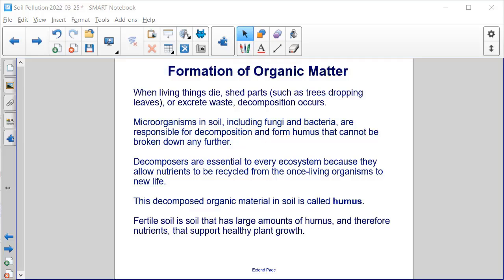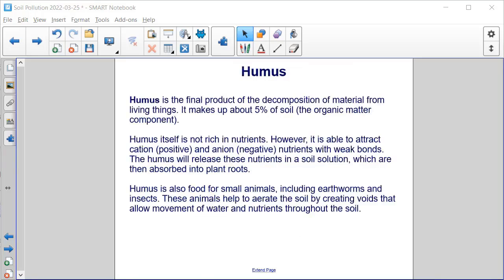This decomposed organic material in soil is called humus. Fertile soil is soil that has large amounts of humus and therefore nutrients that support healthy plant growth.